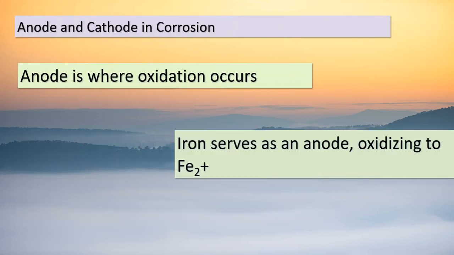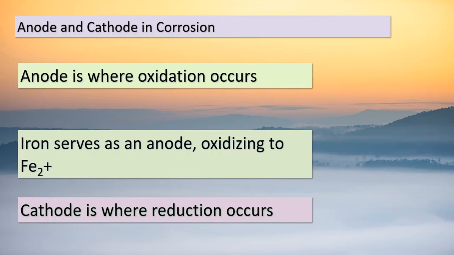Hello again, inquisitive minds. Let's wrap up our journey through the corrosion of iron. In this process, certain areas of the iron, often those with dents or strains, act as anodes. Here, iron undergoes oxidation and gets converted into Fe2+. The electrons produced during this oxidation travel through the metal.